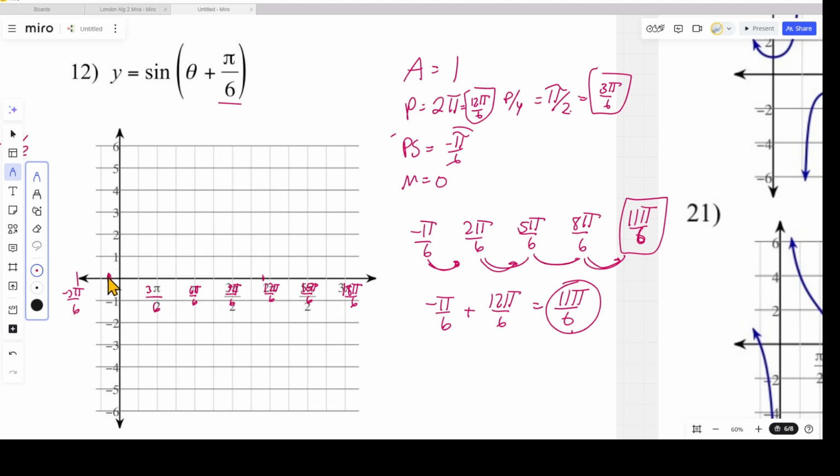All right, up a period, up an amplitude, down an amplitude. Here's the end, up an amplitude, down an amplitude. And then it's 2 pi over 6 is my first quarter period, 5 pi over 6, 8 pi over 6, and then 11 pi over 6. Sine starts in the middle.